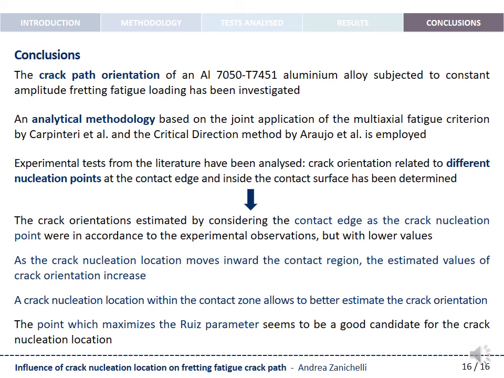An experimental campaign available in the literature has been considered, and the crack orientation has been determined in correspondence of different locations starting from the contact edge and moving inside the contact surface. The crack orientations estimated by considering the contact edge as the crack nucleation point were inward the contact region, in accordance with the experimental observations, but with lower values. Moreover, it has been found that as the crack nucleation location moves inward the contact region, the estimated values of crack orientation increase. Therefore, it seems that a crack nucleation location within the contact zone allows to better estimate the crack orientation. In particular, the point on the contact surface which maximizes the width parameter seems to be a good candidate for the crack nucleation location.